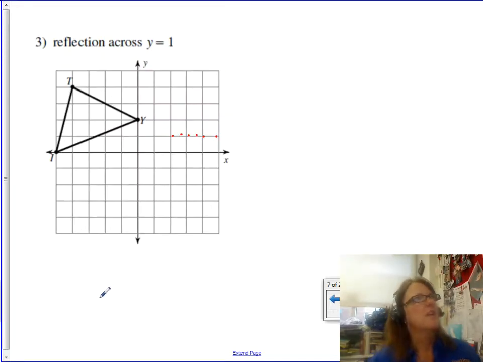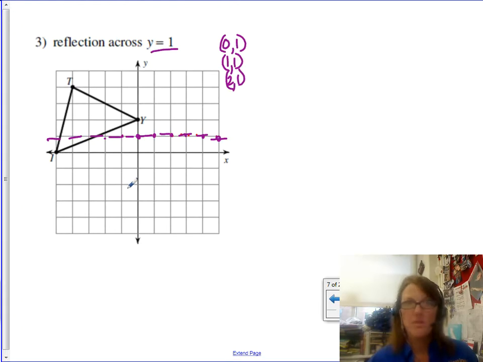Reflection across the line y equals 1. Okay, this is a line. It includes all points where the y value is always 1. On the y-axis, where is 1? It's right there. And then you start filling in any other values you want as long as you keep the y value as 1. 1, 1, 1, 1. Aha! Okay, it's a horizontal line. This is your line of reflection or a line of symmetry. Okay, let's go to town on this one.